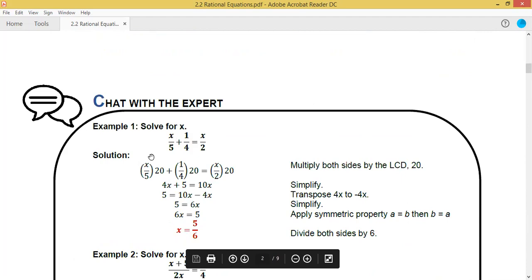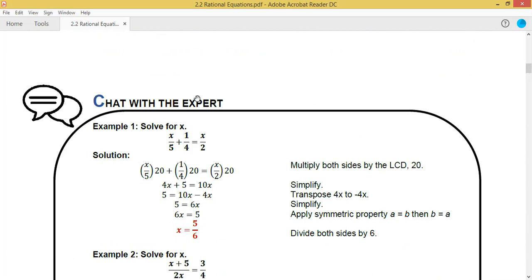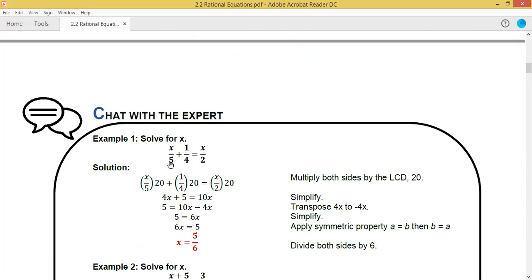Now, let us solve example number 1. x over 5 plus 1/4 equals x over 2. Now, what do we do? First, we need to do the C, clear. We need to multiply both sides of the equation by the LCD. What's the LCD of this? The LCD is 20. So we multiply 20 to all of the terms in both sides. So multiply by 20, 20, and 20.